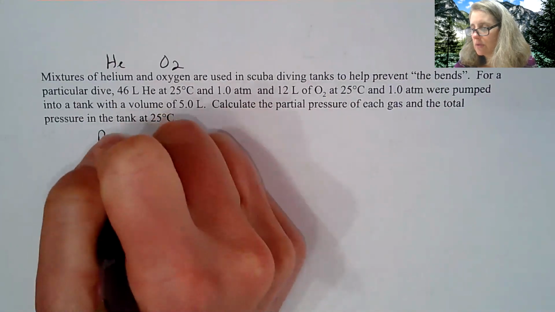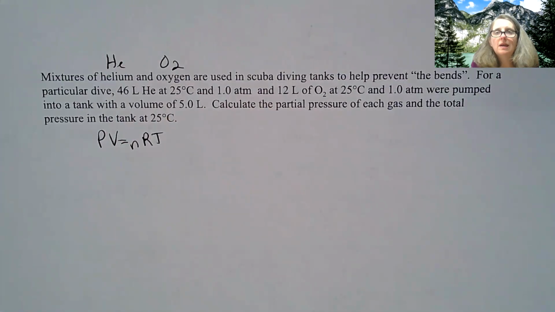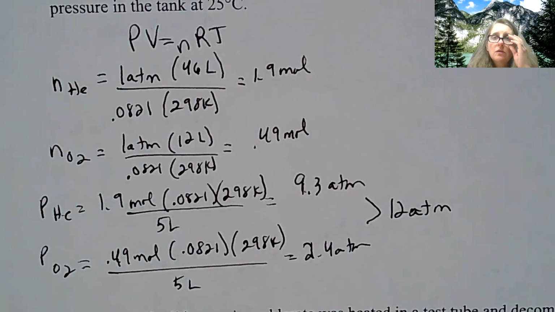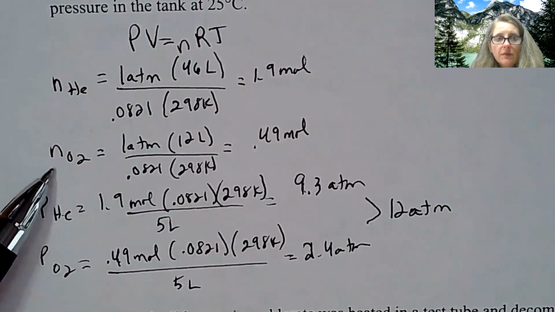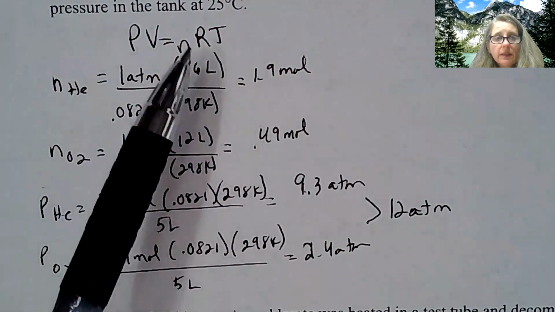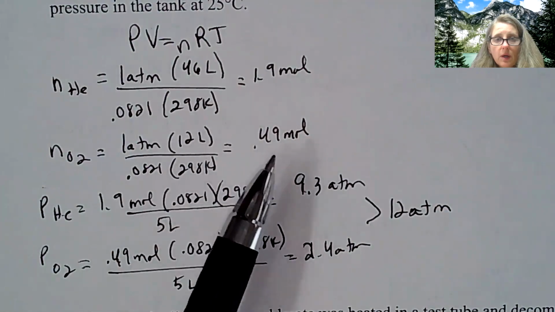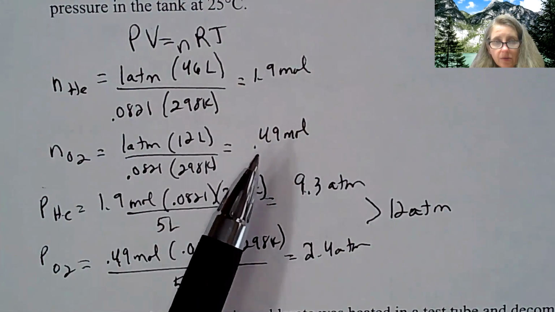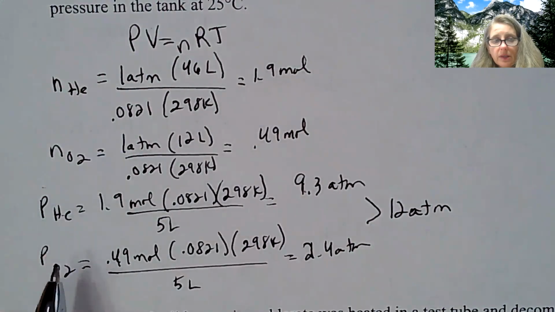So again, your go-to is always going to be PV equals nRT. In general, that's the gas law that you use. But I'm going to show you how to solve this two different ways. Using PV equals nRT, I could find the number of moles of helium and the number of moles of oxygen. So I plug it in, and I get about 1.9 moles of helium, 0.49 moles of oxygen.